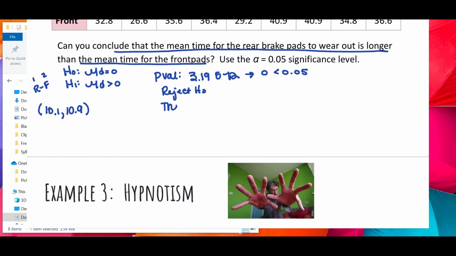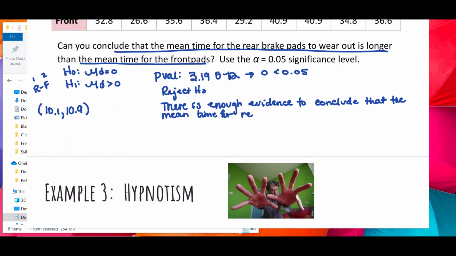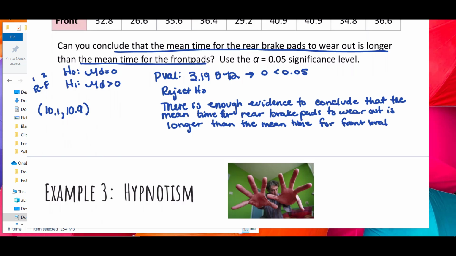And if we reject the null, that means there is enough evidence to conclude that the mean time for rear brake pads to wear out is longer than the mean time for front brake pads. Whew.